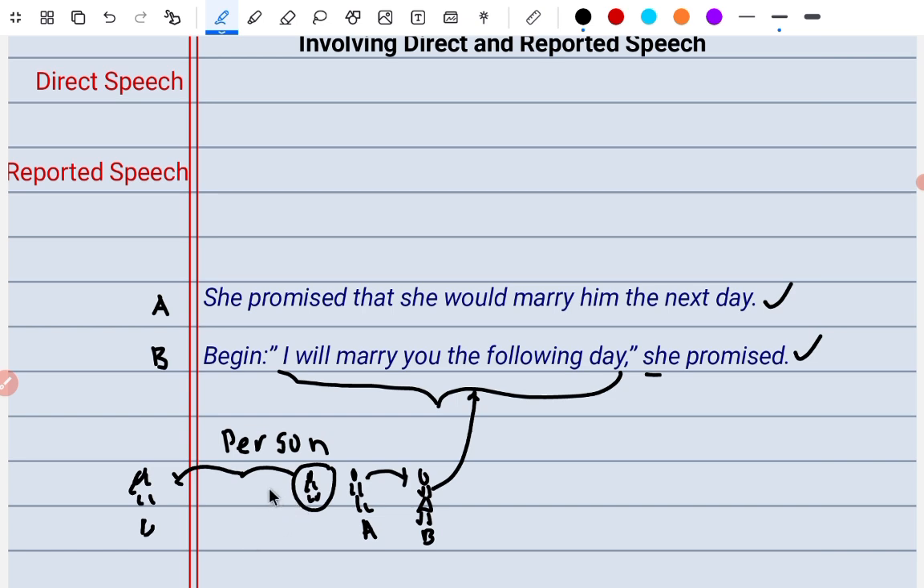Now if you put it in reported speech, this is a reported speech where you change a lot of things. Okay, the will changes to would. And the following day changes to next day. So a reported speech is always in past tense. Okay, and I want you to understand this very well. So before I confuse you, let's look at the direct and reported speech in detail.